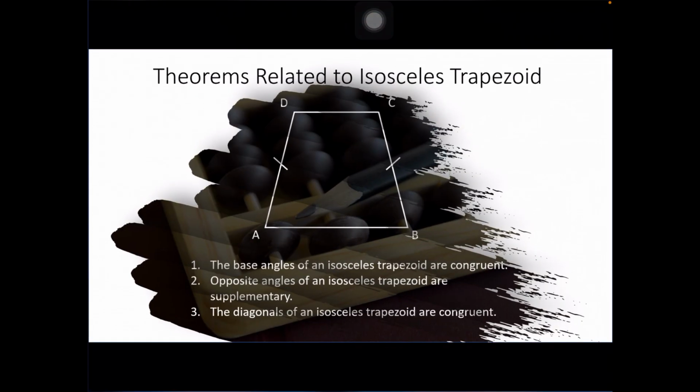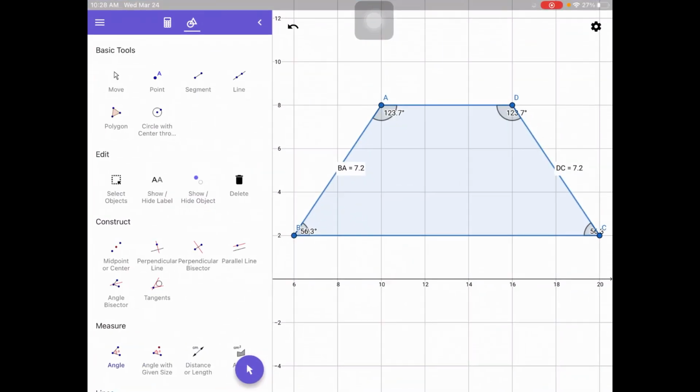Pangalawang theorem: opposite angles of an isosceles trapezoid are supplementary. Nakikita na po natin yan dito. Pag pinag-add ko yung opposite angles natin, the sum is 180. 123.7 plus 56.3 is 180. So, they are supplementary. The opposite angles of an isosceles trapezoid are supplementary.